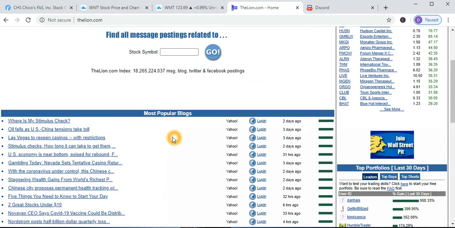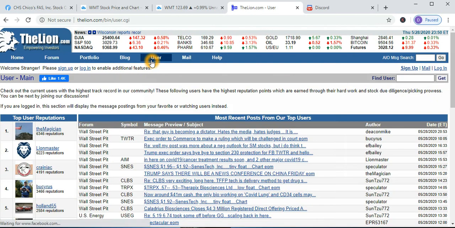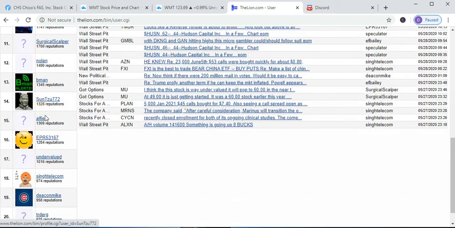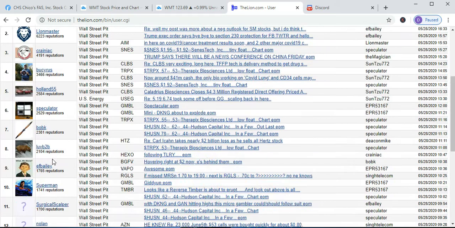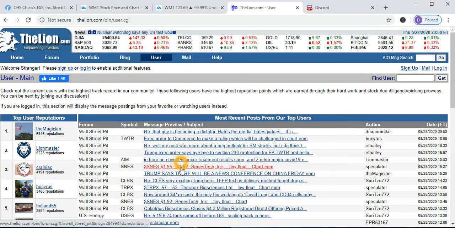So I use that, and then the other feature I like to use on this site is the Users tab. The Users tab has the posting and ticker callouts of all the top traders in the forum. There are about 20 traders on this list, and whenever any one of these guys posts something, it gets posted right to the Users tab.